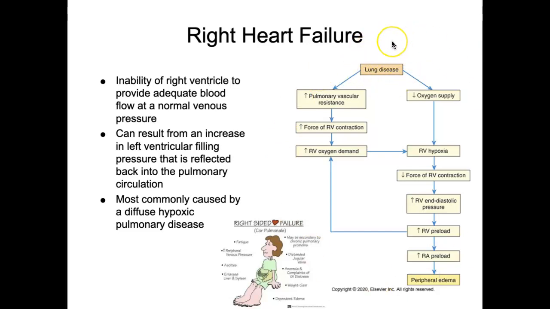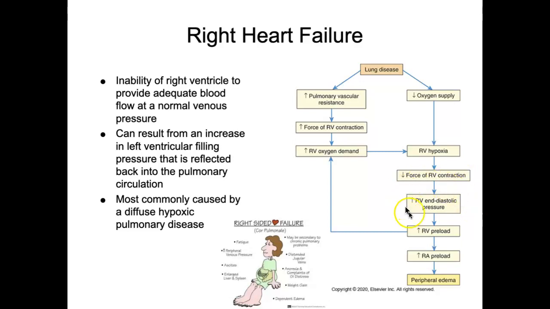When we have that lung disease taking place, we're not getting adequate oxygen supply, and also we're getting an increase in pulmonary vascular resistance, which then is going to lead to an increase in the force of our right ventricle contracting, and that causes an increase in the right ventricle's oxygen demand because the muscles are working harder. So both of these things are then leading to our right ventricle having hypoxia take place, and it decreases the force of that right ventricle being able to contract without oxygen present.